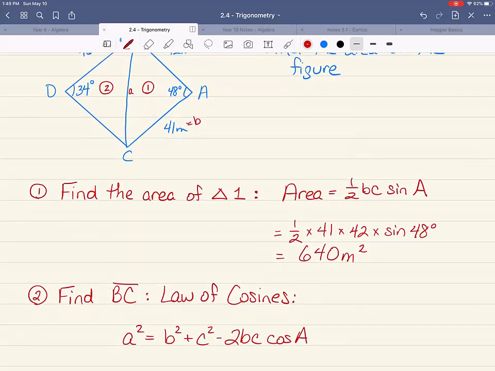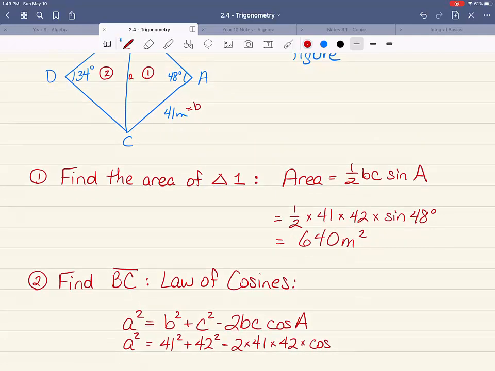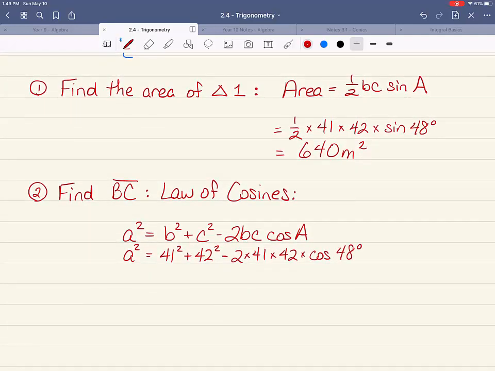Now it's time to plug in the values that we know. B is 41 and C is 42. So A squared equals 41 squared plus 42 squared minus 2 times 41 times 42 times the cosine of angle A, which is 48 degrees. When you put that into the calculator, you will get A squared equals 1140.514 and some more decimal points. Now, that is not your answer for A. That is A squared.